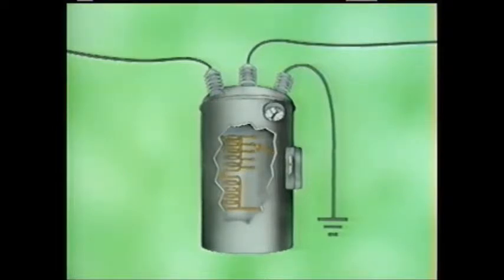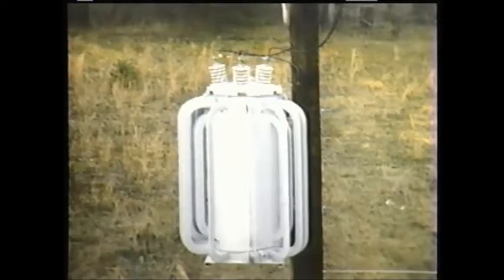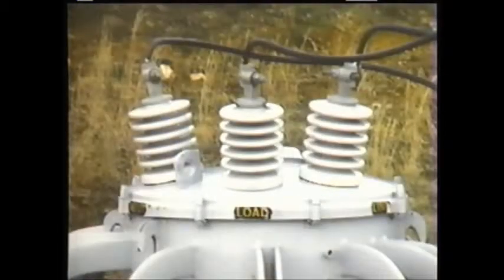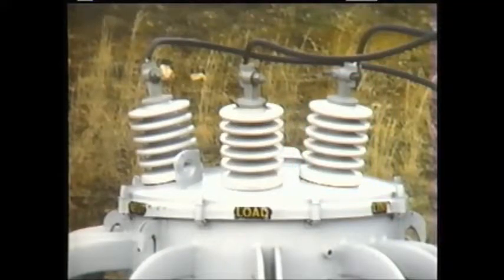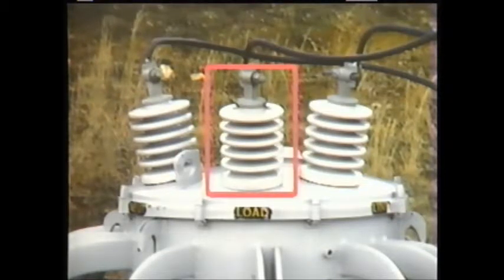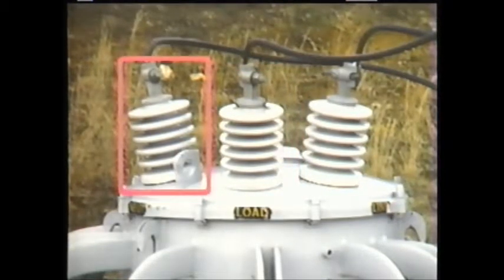2 additional features found on most voltage regulators are a control panel and a tap position indicator. We'll look at these in more detail in just a minute. Here's a voltage regulator installed on a utility pole. Notice the characteristic shape of the housing and the 3 large bushings located on top of the housing. Unregulated primary voltage is applied to the primary winding through this bushing marked line. Regulated primary voltage is supplied to the distribution system through this bushing marked load. The 3rd bushing is connected to ground.